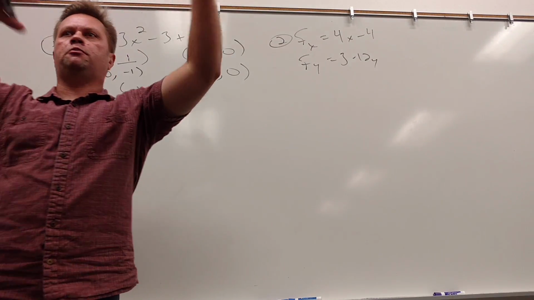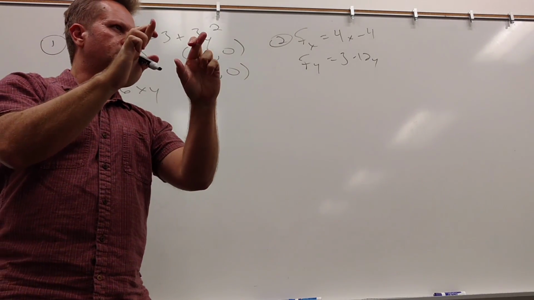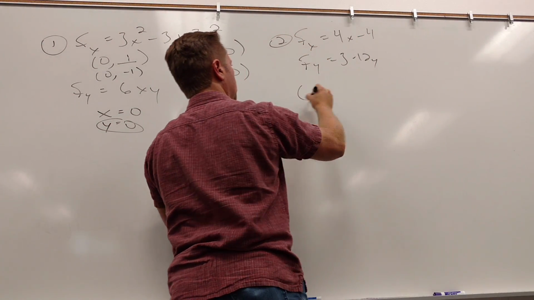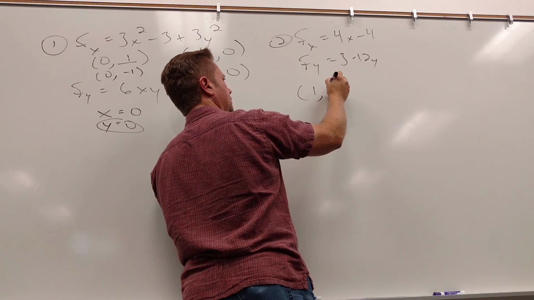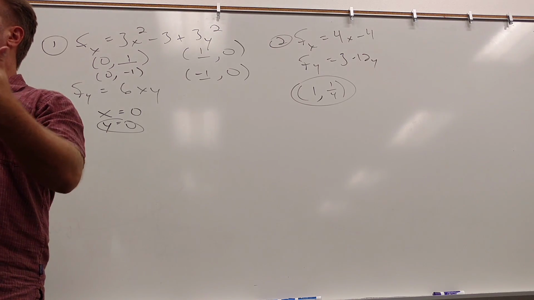And that's when you can just start putting them together in all the various orders. So what makes this 0? 1. What makes this 0? 1/4. That's your only critical point. It's the only point that makes them both 0 at the same time. I like it.